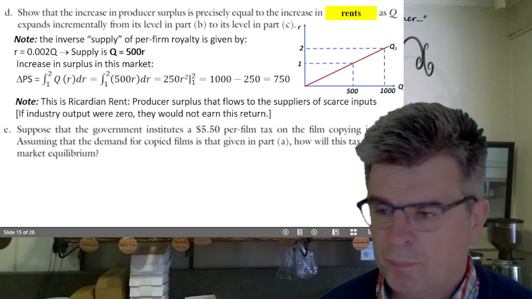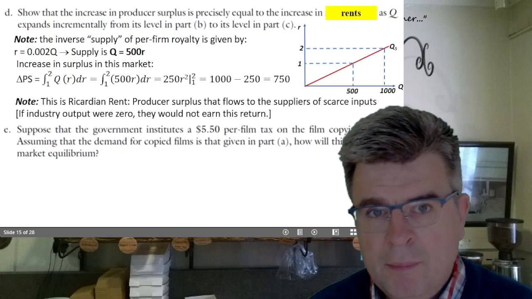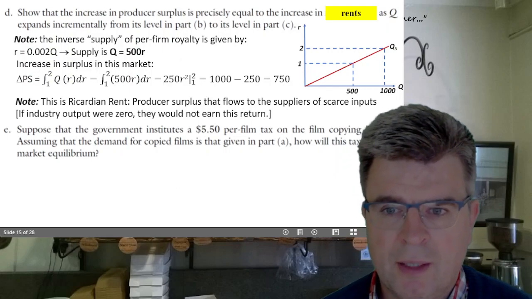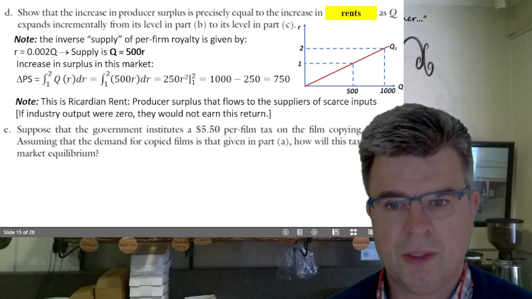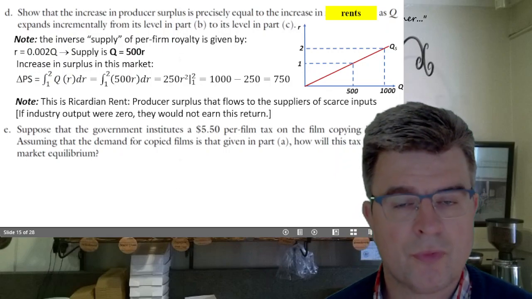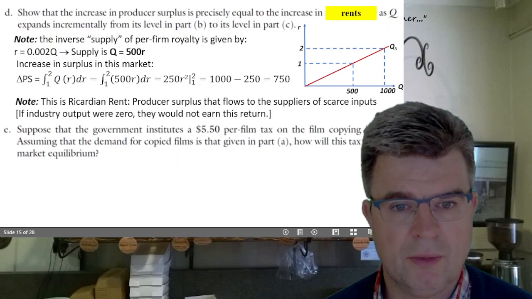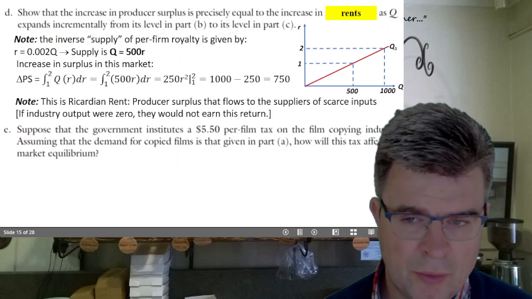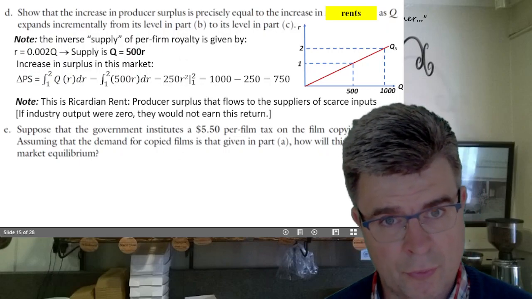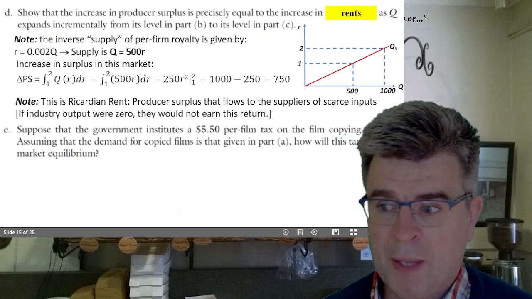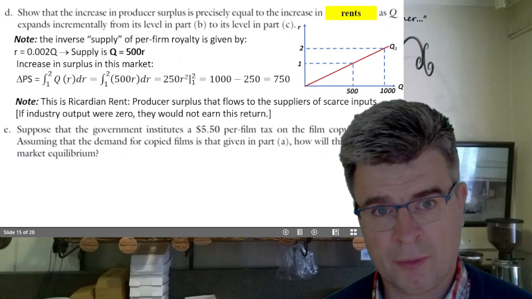Okay, so then question E. The government steps in and imposes a $5.50 per film tax on the film copying industry. And assuming that the demand for copied films is given like originally in part A, how will this tax affect the market equilibrium?